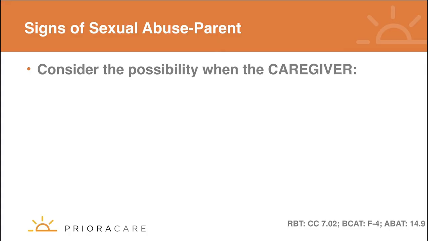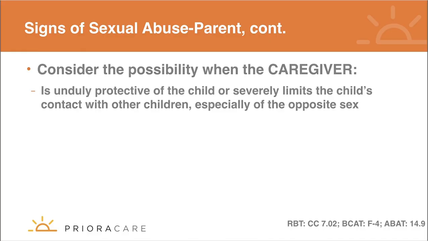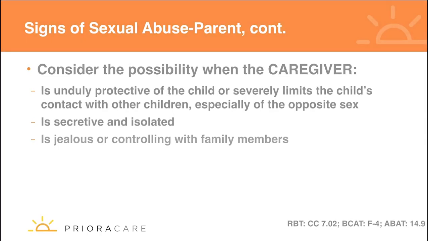With regard to the signs demonstrated by the caregiver, you may consider the possibility that a child has been the victim of sexual abuse when the caregiver is unduly protective of the child or severely limits the child's contact with other children, especially of the opposite sex, is secretive or isolated, or is jealous or controlling with family members.